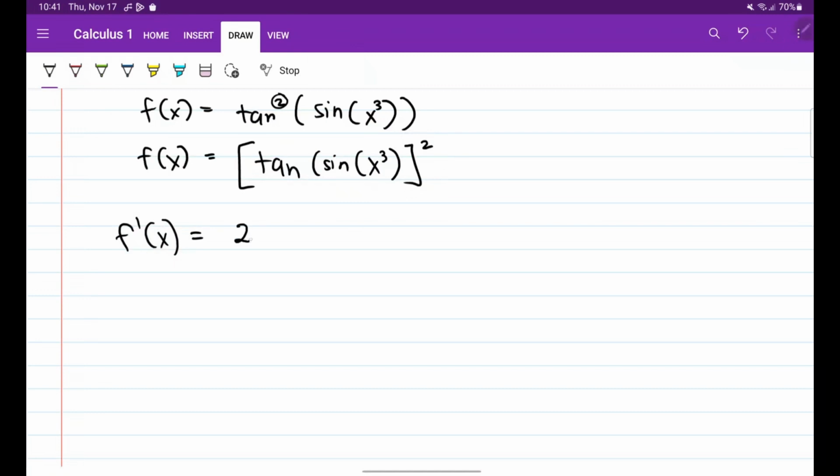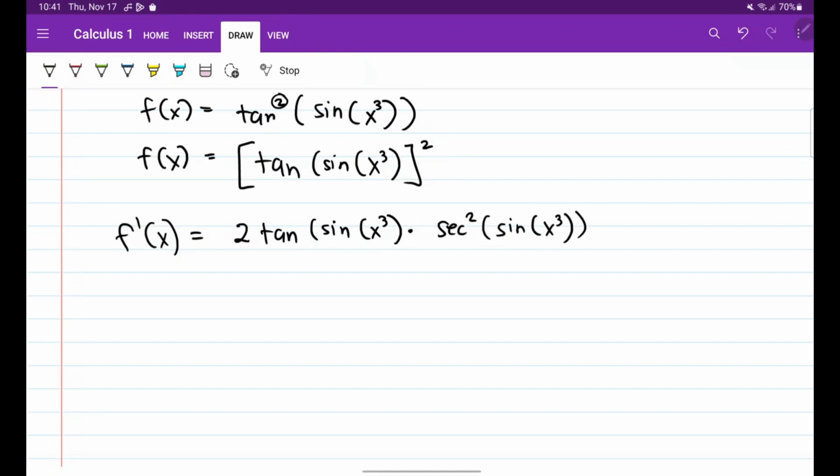So, this is 2 times tan of sine of x cubed. Okay? Then, ano yung derivative nung nasa loob? So, yung tangent naman. Anong derivative ng tangent? That is secant squared of x. So, in this case, secant squared of sine of x cubed.